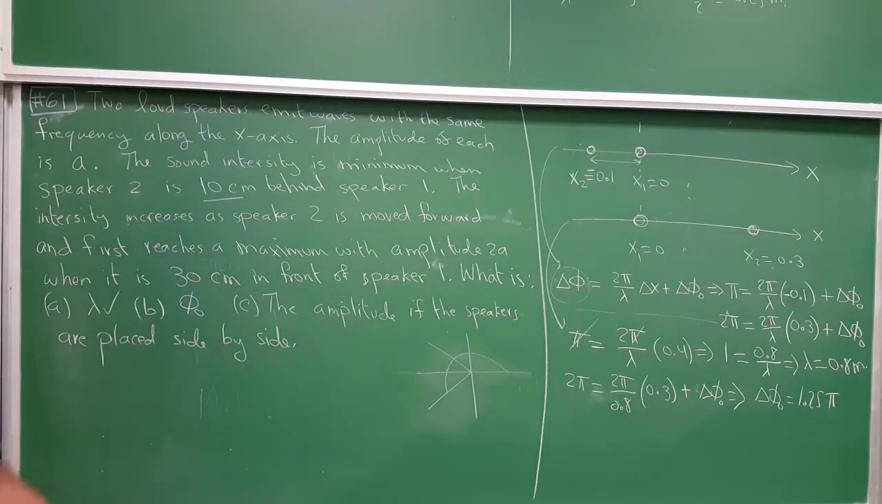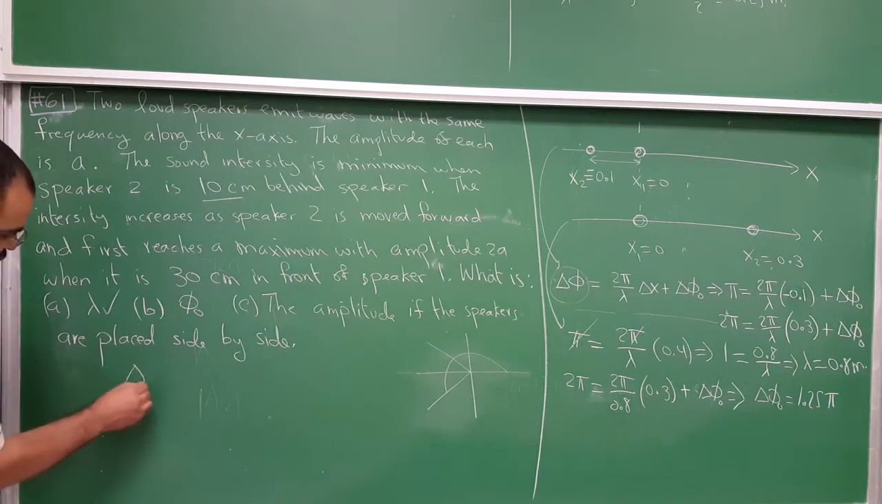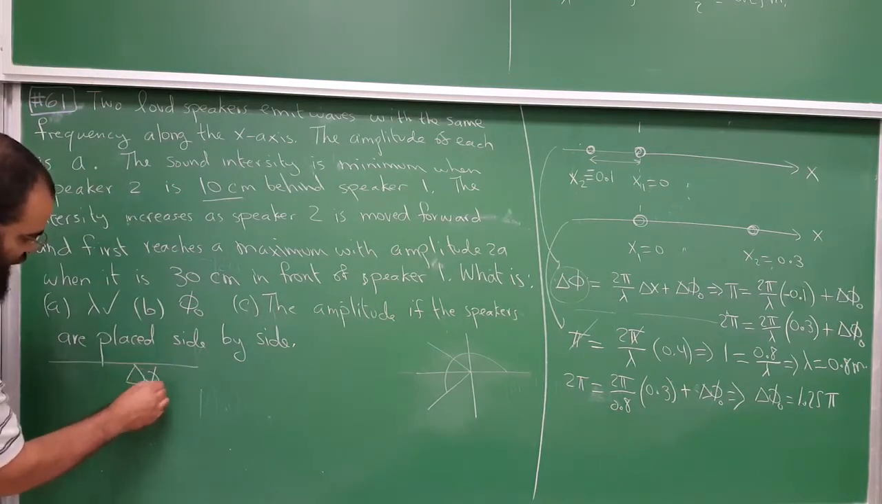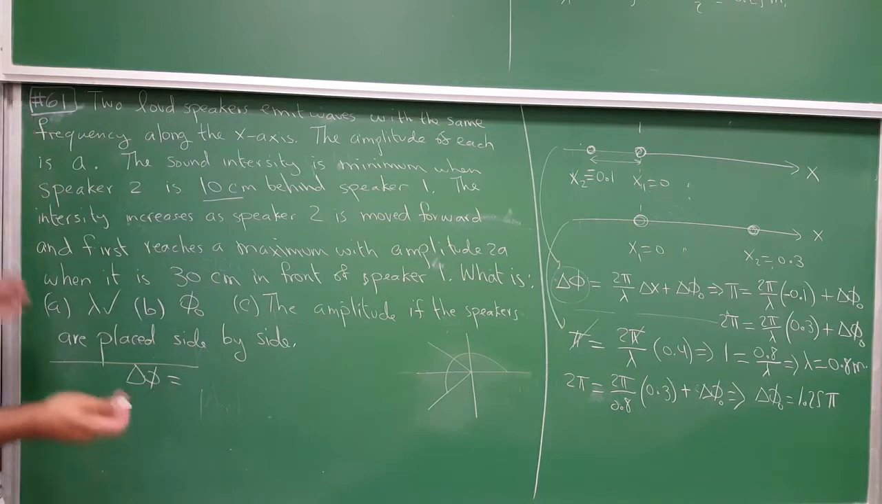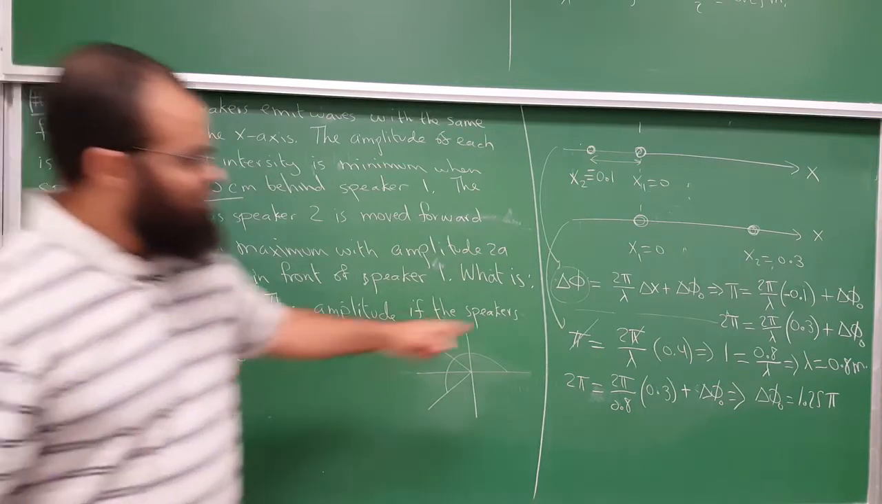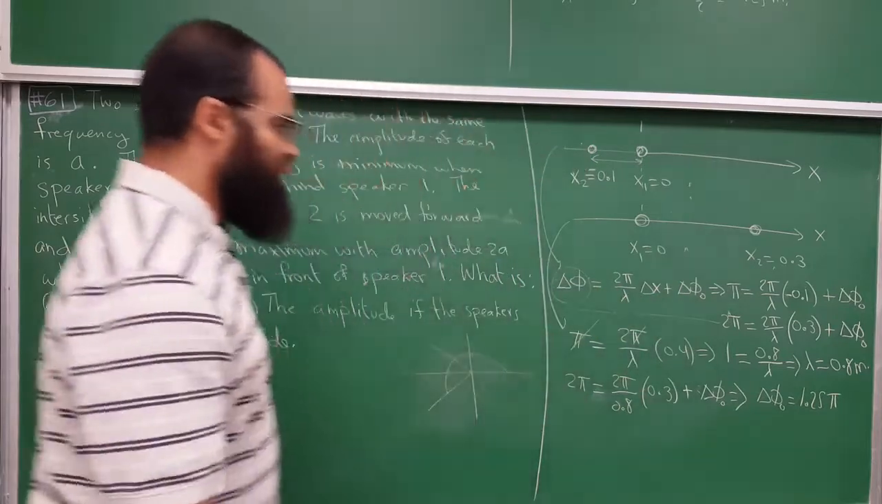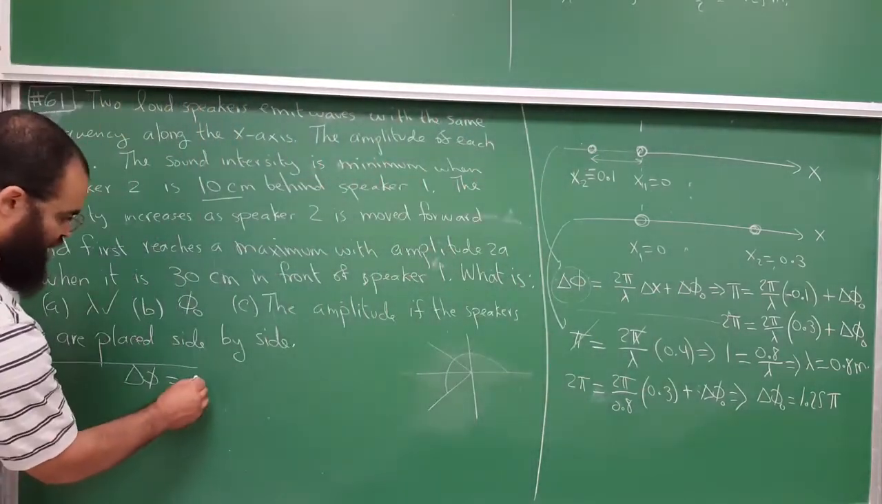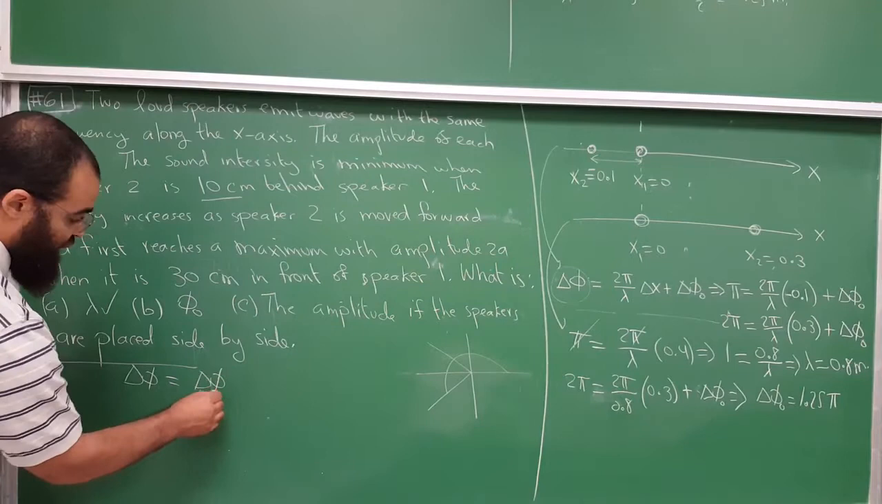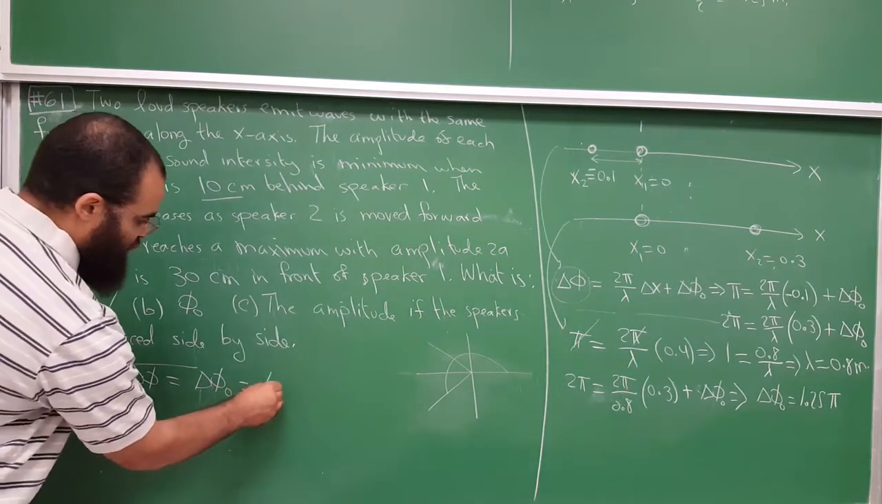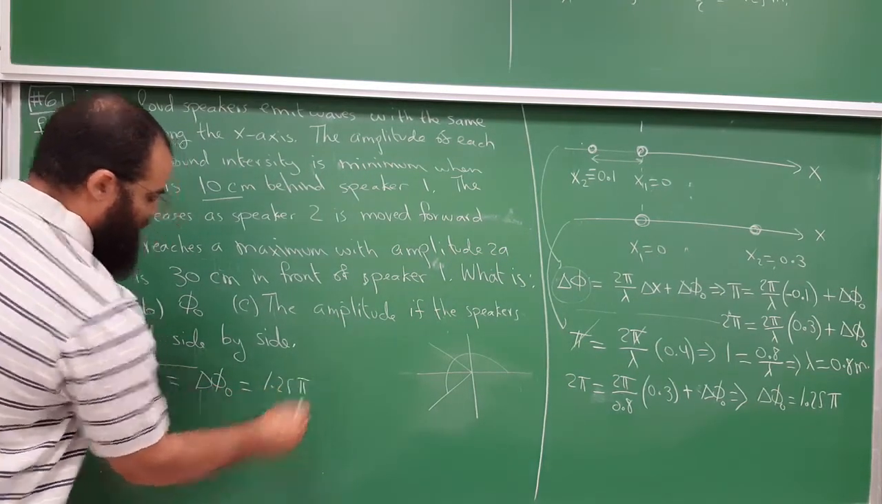Now they ask, what is the amplitude of the speakers if they are placed side by side? If they're placed side by side, then delta x is equal to 0. So this part here is 0, and you just get delta phi 0 if they are side by side, which is equal to 1.25 pi.